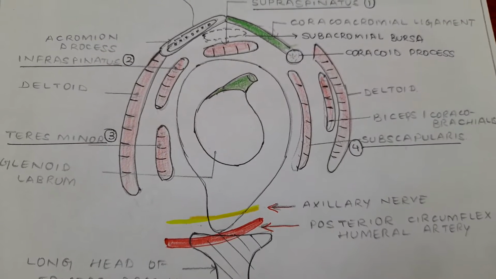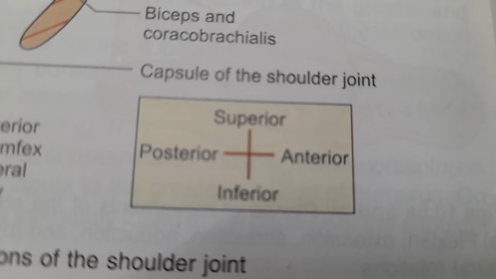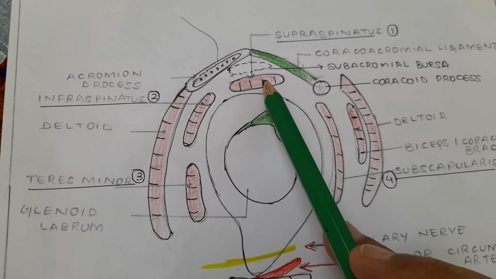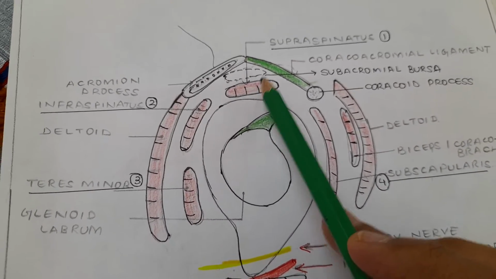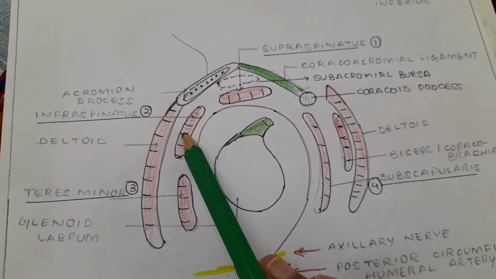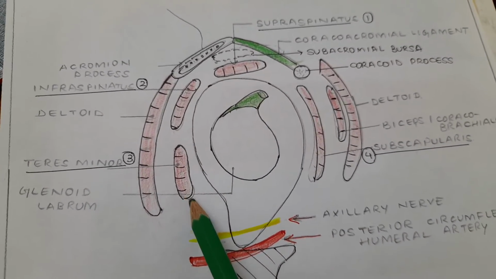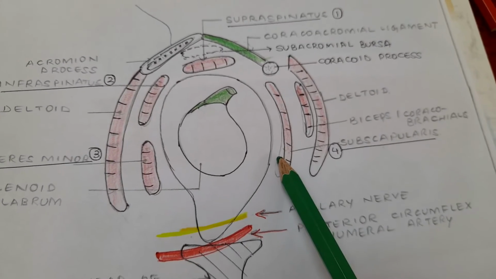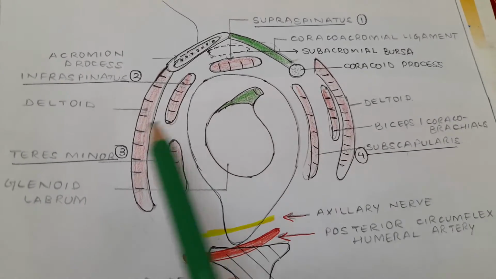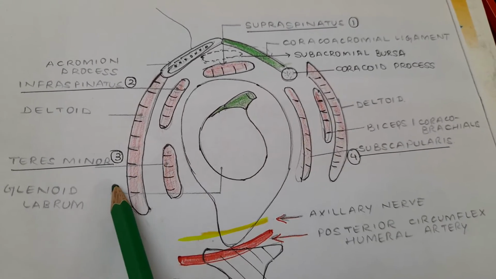Now let us understand this diagram, which explains the relations of shoulder joint. This is the glenoid cavity, this is the glenoid labrum. On the superior of it is the supraspinatus muscle. Then moving anti-clockwise, infraspinatus muscle, teres minor muscle and the subscapularis muscle. The anterior fibers of deltoid and the posterior fibers of deltoid are present anteriorly and posteriorly.